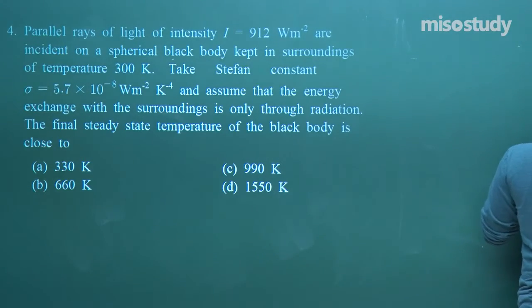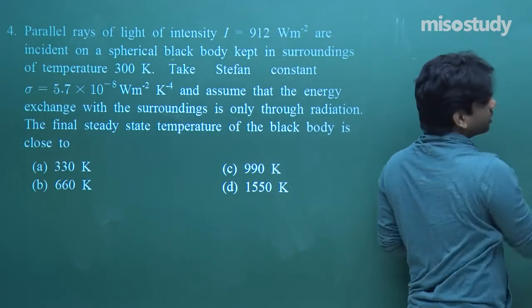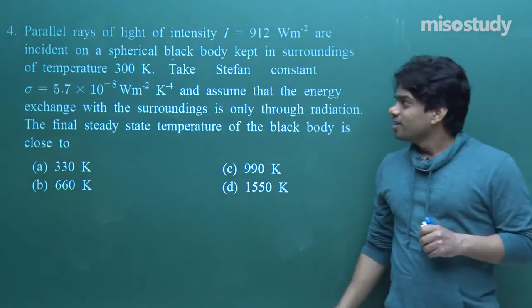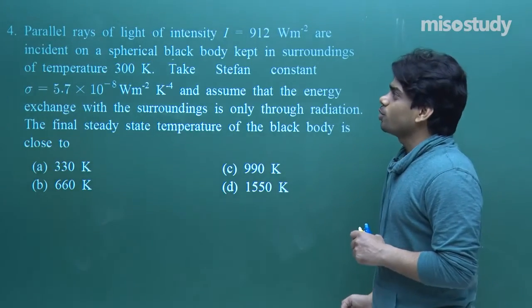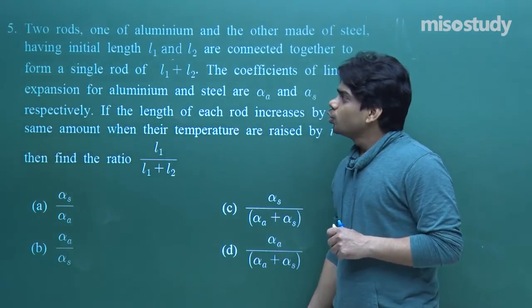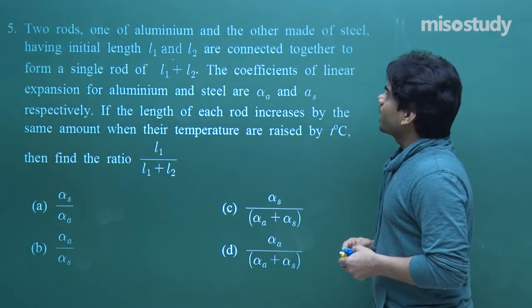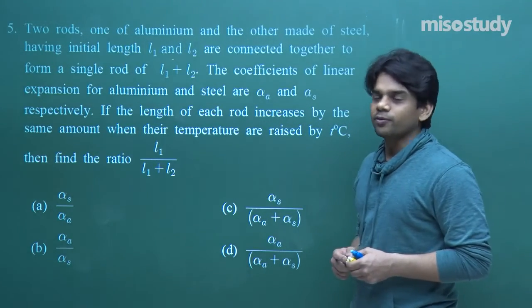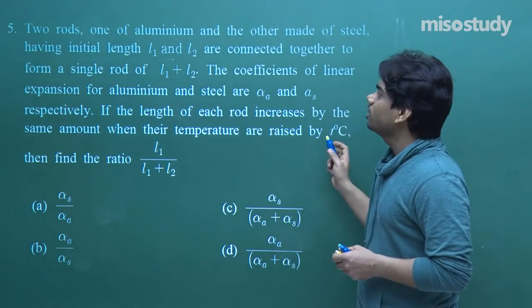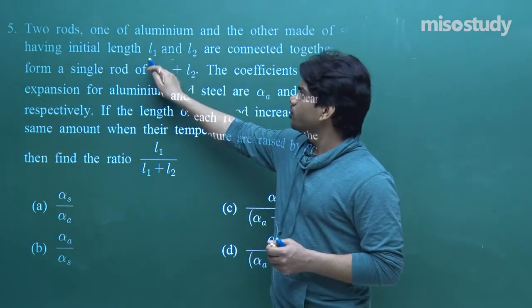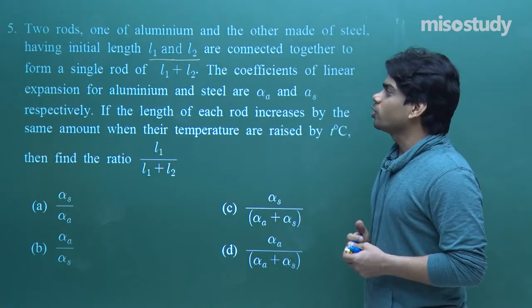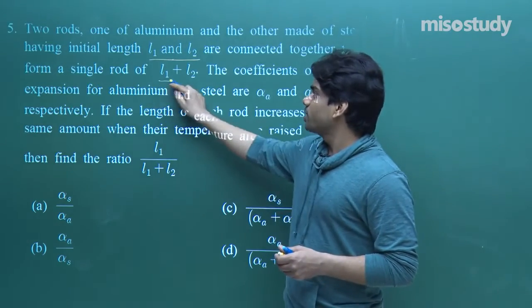And I believe that you are learning with each of the questions discussed in our regular classes that we are seeing here. Next question, question number 5. Two rods, one of aluminium and the other made of steel, having initial lengths L1 and L2, are connected together to form a single rod of length L1 plus L2.